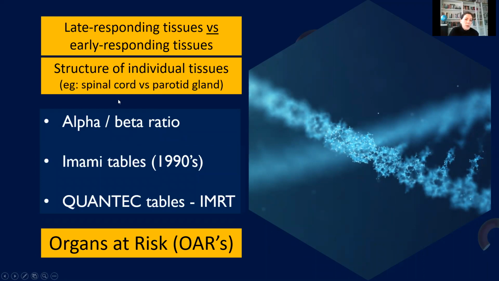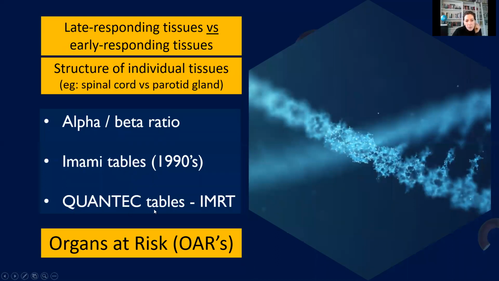For the early responding tissues and the late responding tissues, we talk about the alpha beta ratio. That's not anything you need to worry about. It's all about radiobiology. We know that there are different alpha beta ratios for late responding and early responding tissues, and we can do certain mathematical calculations to work out what doses each organ can tolerate. Then in the 1990s, using all the research that had been done from the late 1800s up until then, tables were developed that allowed us to look up and see which organ could tolerate which dose.